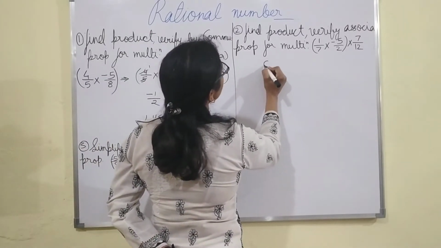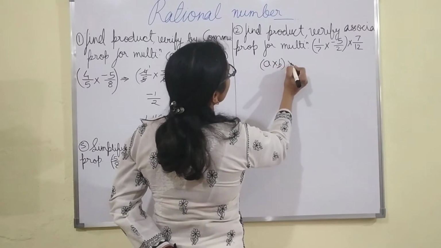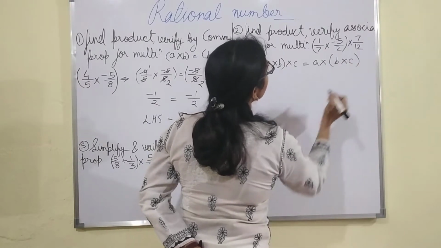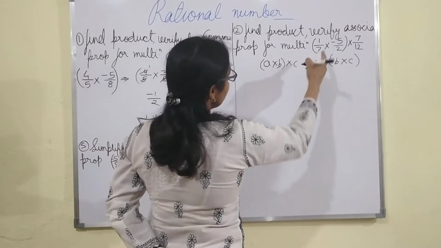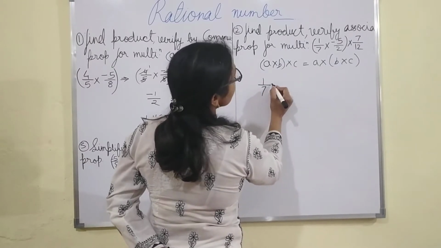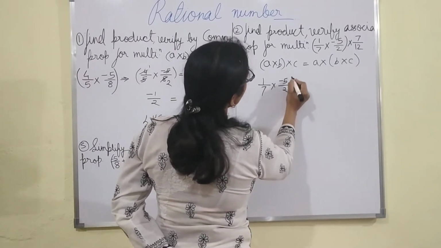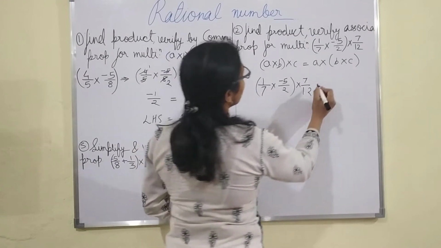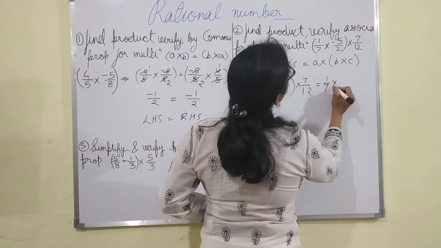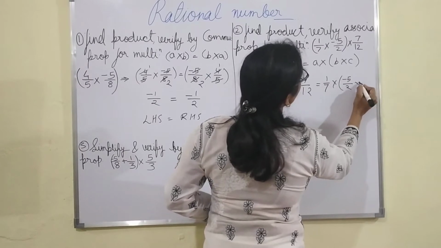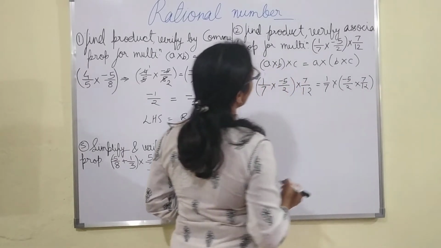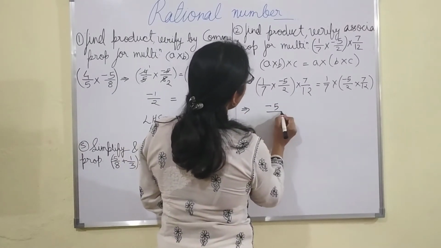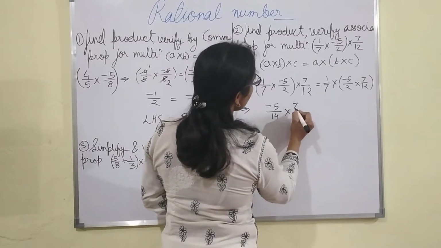Now next question: find the product and verify associative property for multiplication. So associative property is A into B into C equals A into bracket B into C. Okay. So the example is 1 upon 7 into minus 5 upon 2 into 7 upon 12 equals 1 upon 7 into minus 5 upon 2 into 7 upon 12. So minus 5 upon 14 into 7 upon 12.